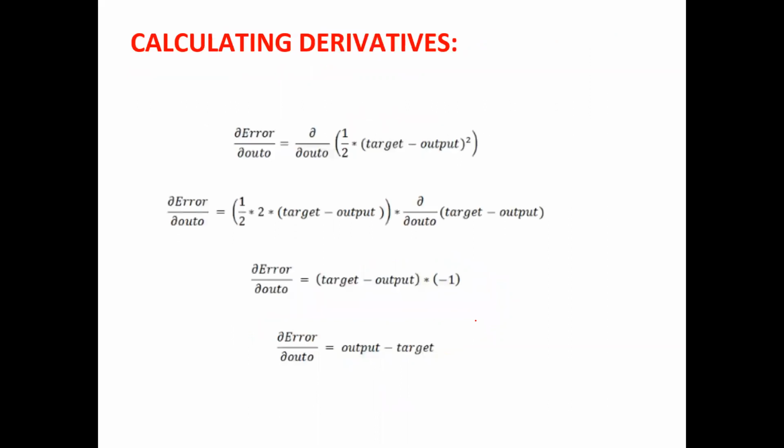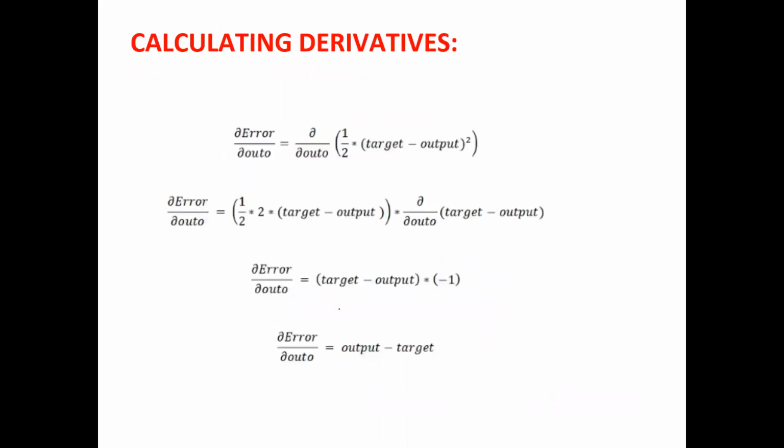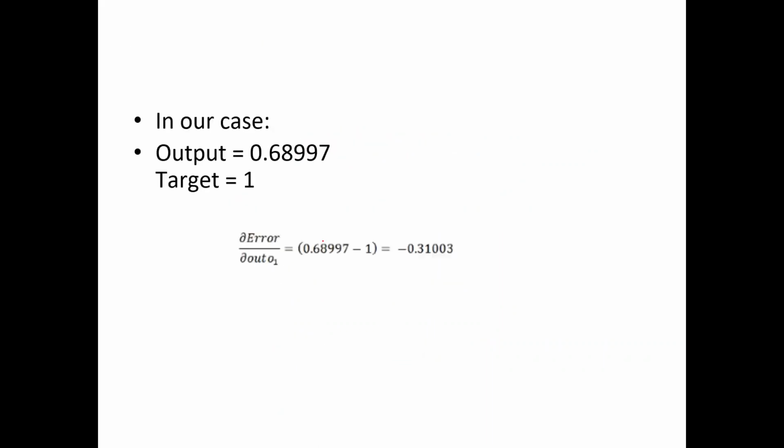If you are calculating the derivative, what is the first term here? ∂error. We will calculate one by one. ∂error/∂out. We know the error formula is 1/2 (target minus output) squared. If we do the normal differentiation, we get output minus target. This is the predicted output, and the target is 1. So the first term we calculate is minus 0.31.